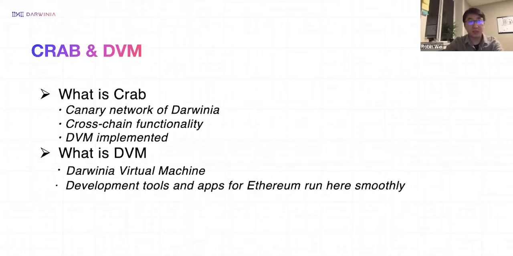DVM stands for Darwinia Virtual Machine, which is Ethereum compatible. So smart contracts on Ethereum can be ported to Crab network and Polkadot ecosystem with minimum modification. And DVM makes it pretty easy to use development tools or frameworks for Ethereum. No new skills are required, so you don't have to be an experienced blockchain developer to get started.